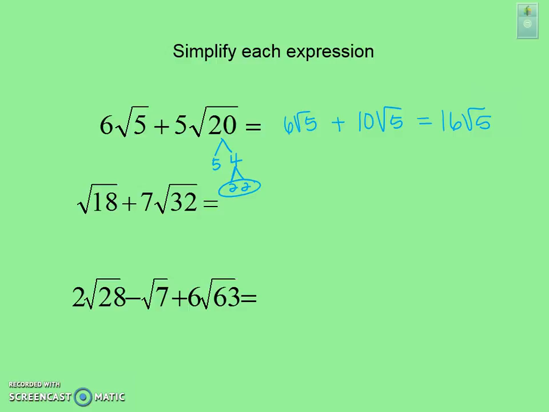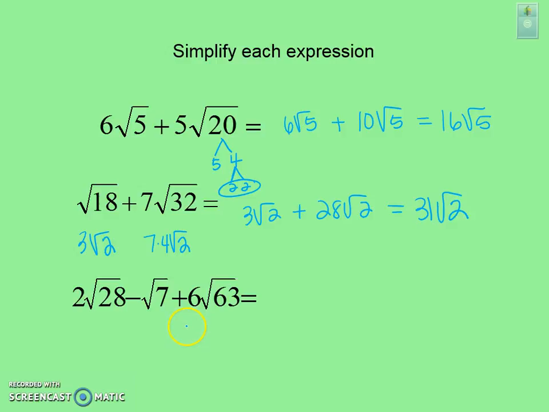Okay. With this next one, 18 is going to be 3 square root of 2. And then 4 square root of 2 for 32. We had that one in the last example. So we have 7 times 4 square root of 2. So we're going to have 3 radical 2 plus 28 radical 2, which is 31 radical 2.